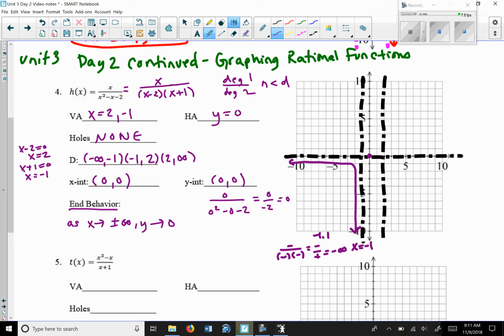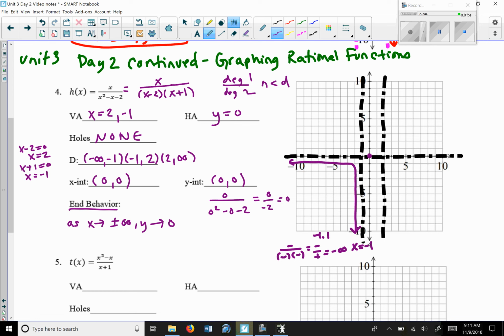Could you actually pick an x value such as -2, plug it into the function, and figure out what the y value is and make a table? Yes, that would be fine too. It just might take you a little bit longer. So now let's go ahead and look at the right side of this vertical asymptote.